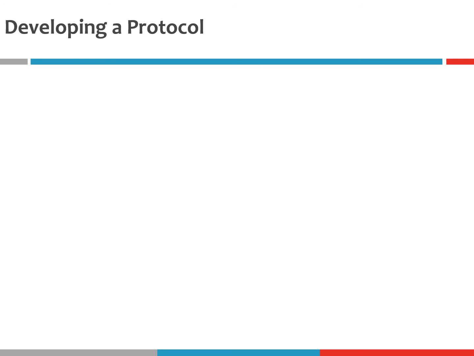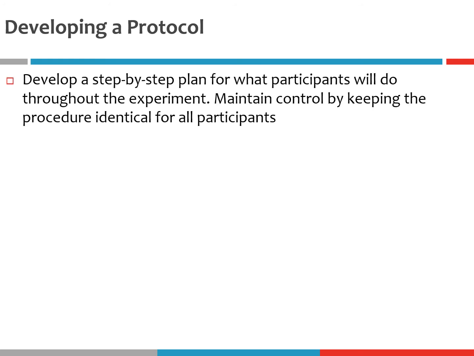Now we have to develop a protocol. This is a step-for-step plan for what participants will do throughout the experiment. You want to keep these steps identical for all participants so you don't have any confound that influences the dependent variable.